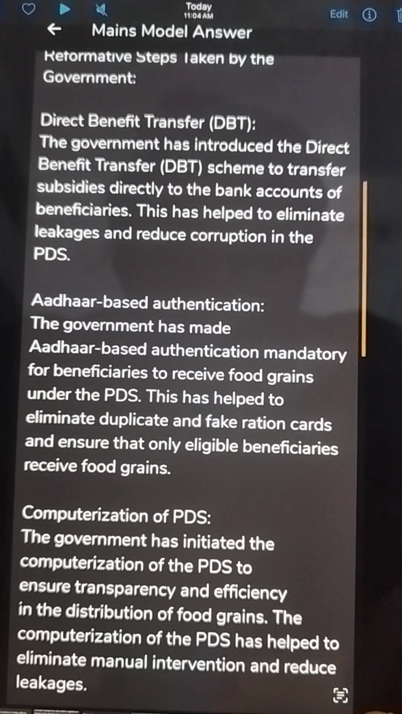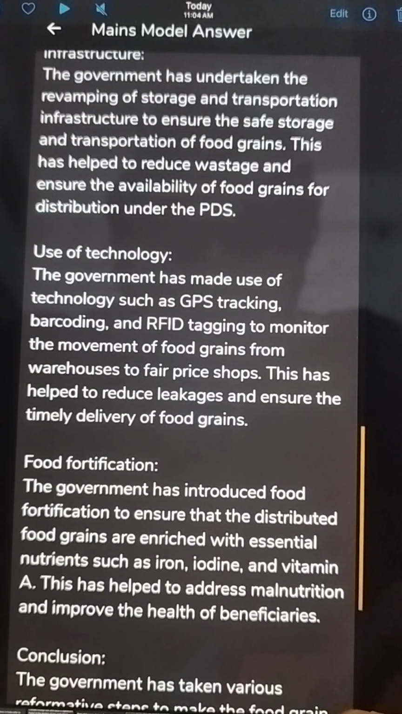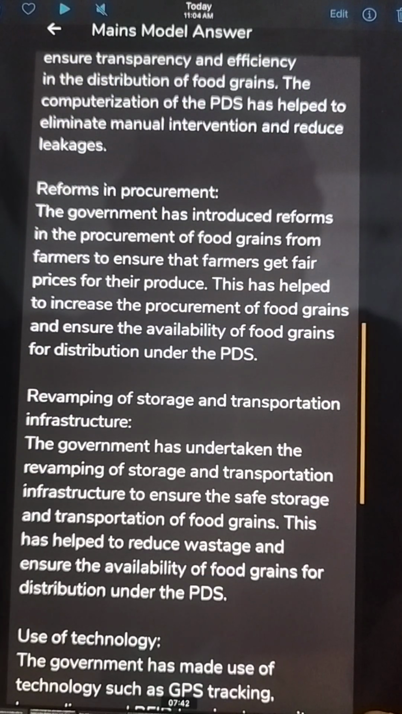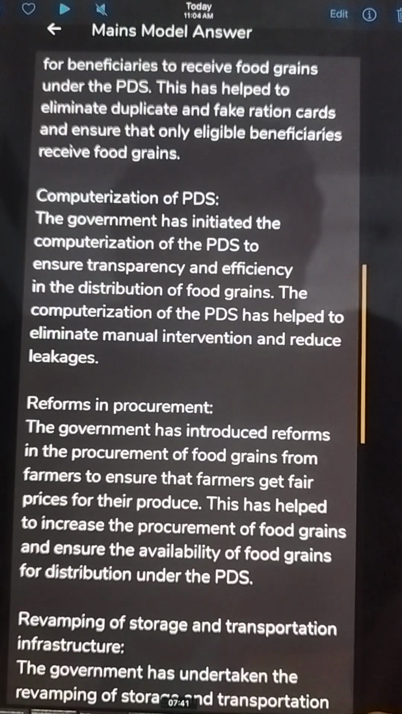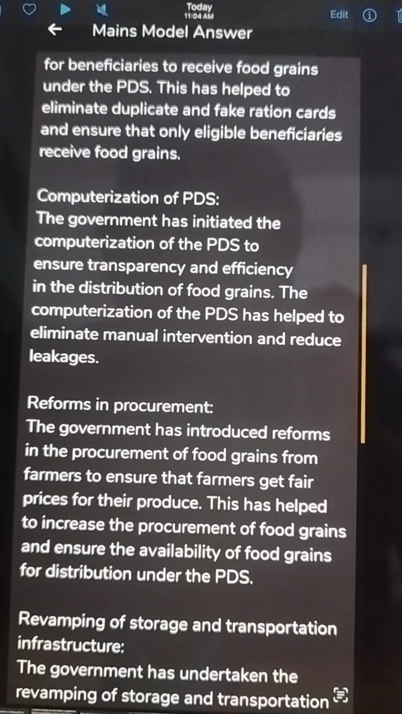Then, computerization of the PDS. The government has initiated the computerization of the PDS to ensure transparency and efficiency in the distribution of food grains. The computerization of the PDS has helped to eliminate manual interventions and reduce leakages.